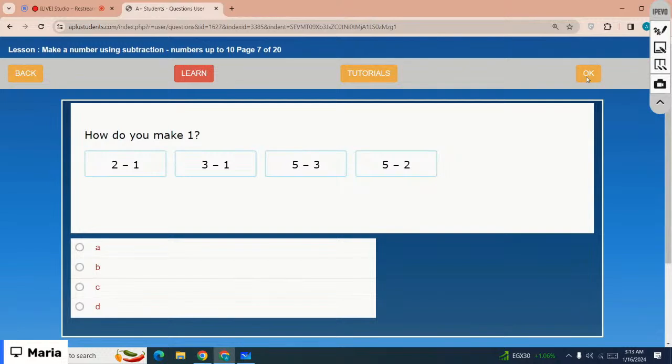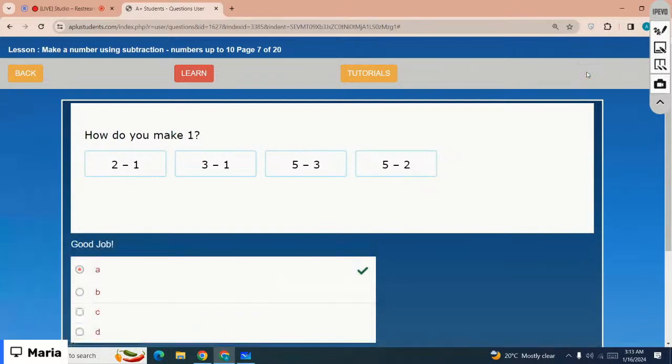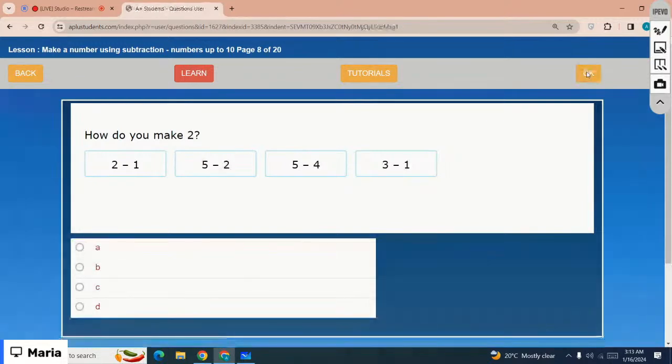How do you make 1? Which is the correct option? The correct option is the first one. 2 minus 1 is 1. Got it? Okay, you can complete the lesson by yourself later today. Let me just move on to the next one.